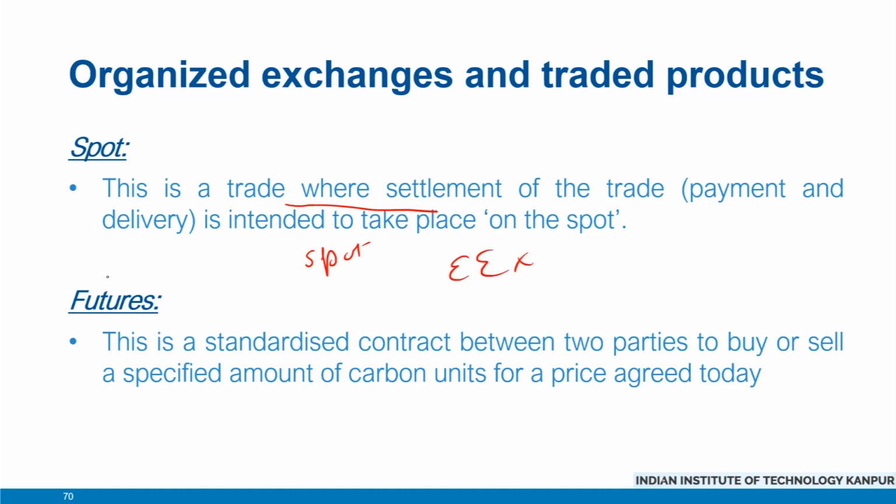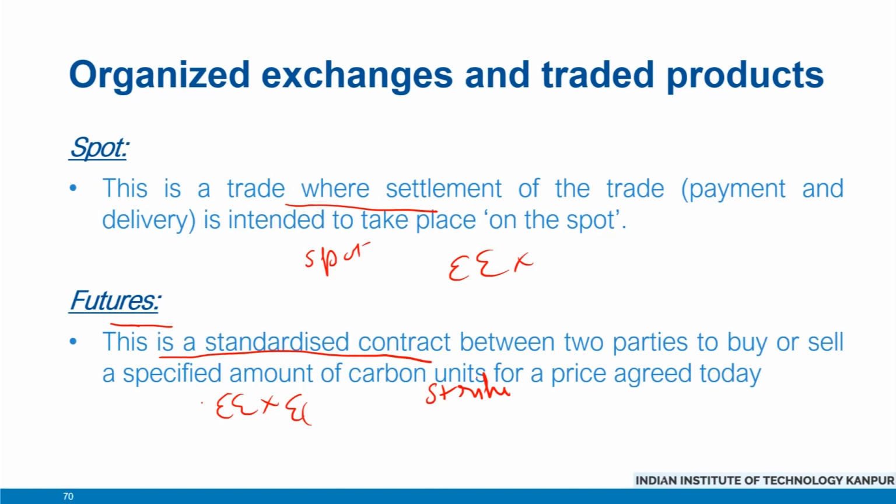Then we have futures contracts, or futures securities. A future is a more standardized contract between two parties to buy or sell a specified amount of carbon units for a price agreed today, which we call the futures price or strike price, with delivery and payment occurring at a specified future date, which is also called the delivery date. These futures contracts are negotiated at a futures exchange. Generally, these are standardized contracts, and the exchange acts as an intermediary between the two parties.